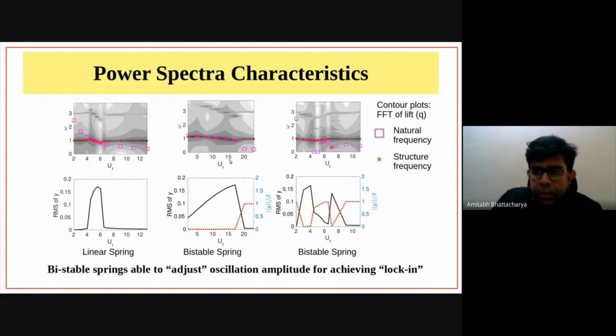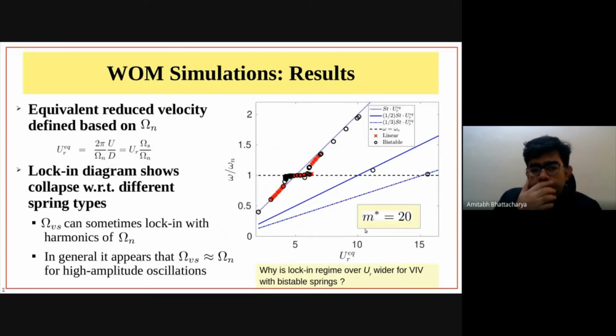I think the caption is not there, but this is for beta equals 0.05. On the other hand, when you go for larger beta, then again the range over which the natural frequency, structure frequency, fluid, the characteristic vortex shedding frequency, all these are actually matching, that range again goes down, and you again get these large amplitude oscillations over a much narrower range in the UR.